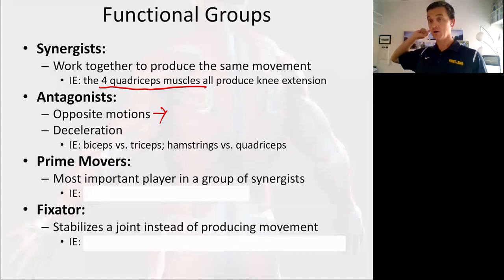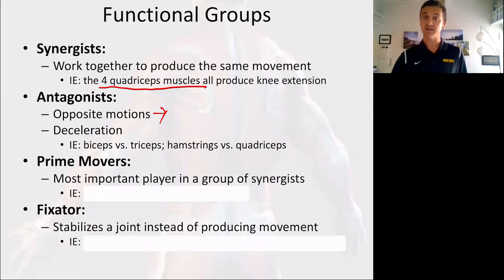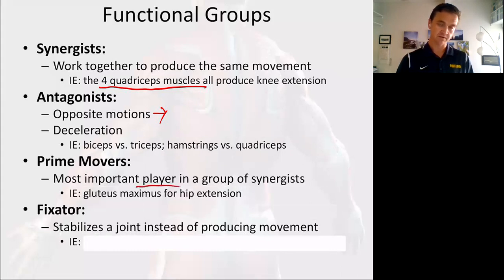But when we throw a ball, we throw like that and we extend with our triceps, but then our biceps actually are the ones that slow us down and decelerate our elbow. Okay, same thing with our hamstrings in the back of our thigh and our quads in the front of our thigh. And then we have what's known as prime movers of a joint. Okay, this is the most important muscle, or the strongest muscle in a group of muscles all doing the same thing, in a group of synergists.